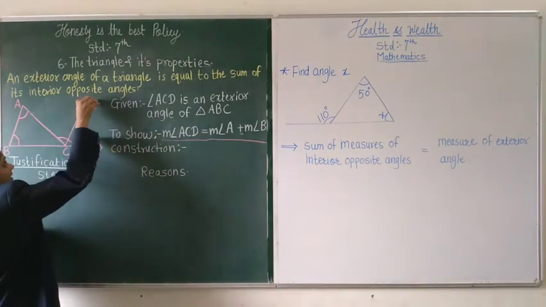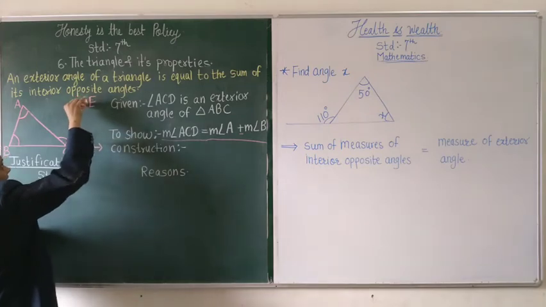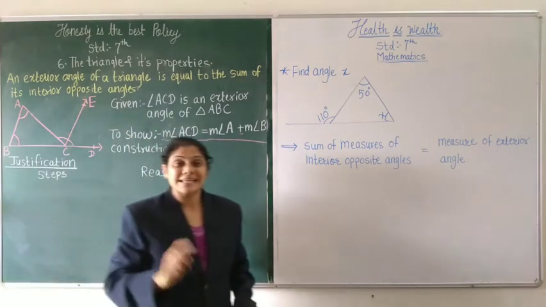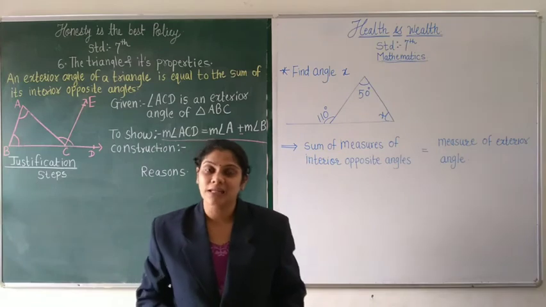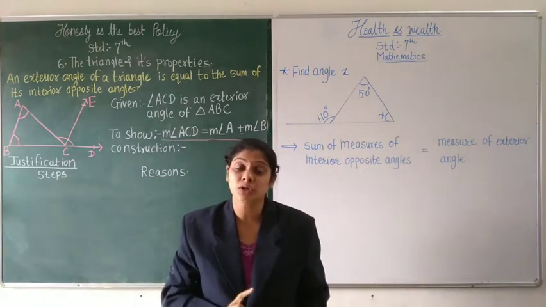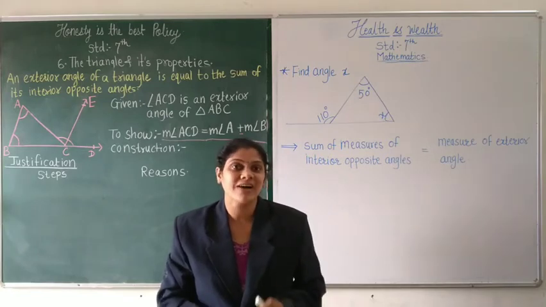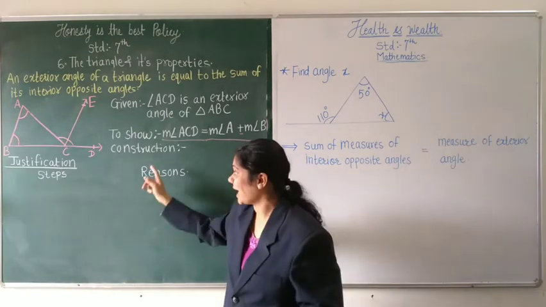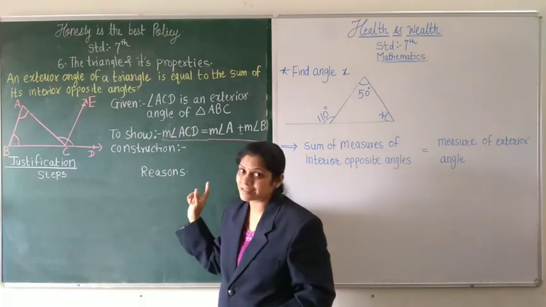And I can give the name E. So CE is parallel to the line segment AB, and this is the construction that we have to do here to justify the given statement. So we have to draw it right here as a construction.